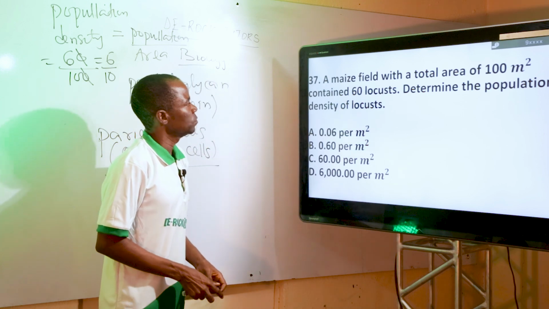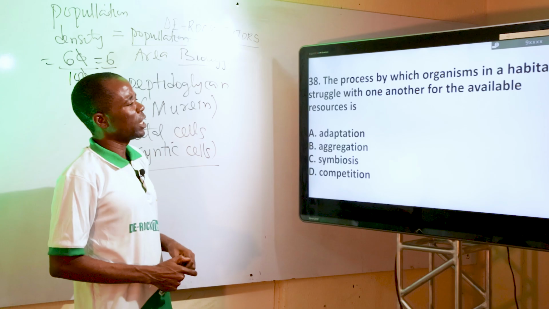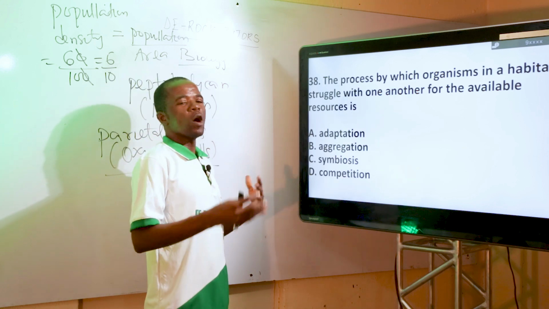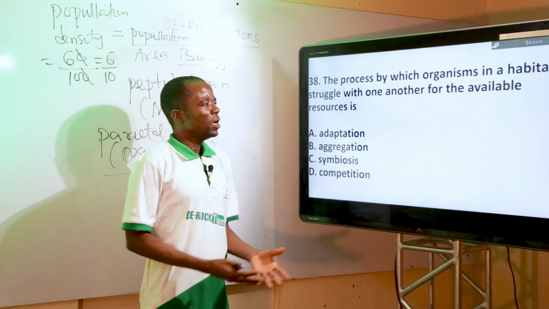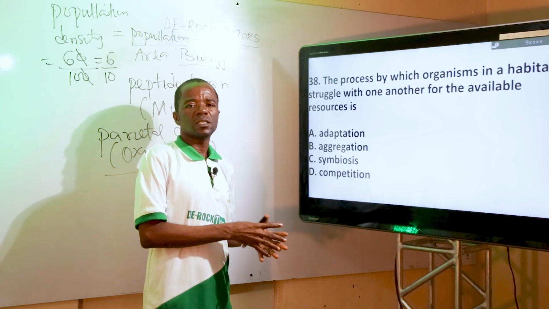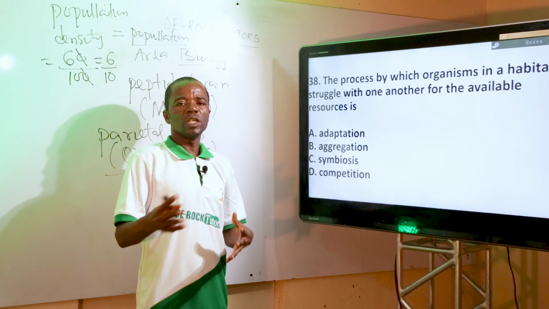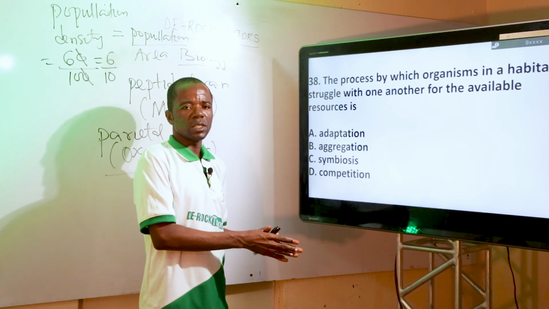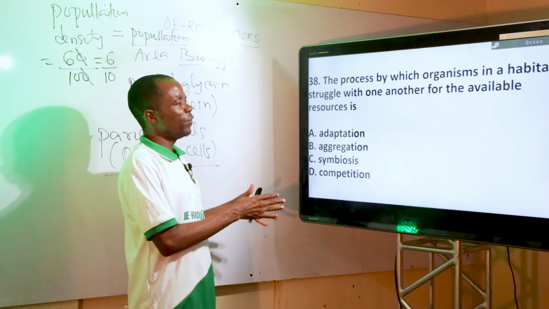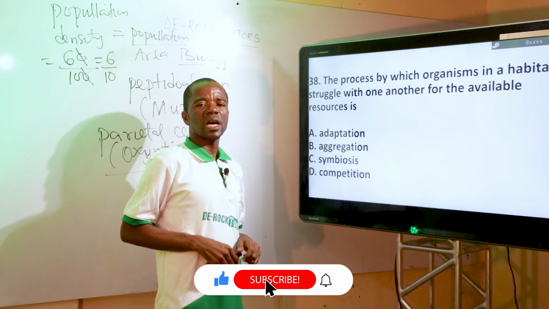Let's go to number 38. The process by which organisms in the habitat struggle with one another for the available resources is called dash. That's competition. Remember that in an ecosystem, in a particular habitat, there is never a sufficient amount of resources for the organisms there. So there is always a constant struggle among the organisms for the limited resources. So that process where organisms in a habitat struggle with one another for the available limited resources, we refer to it as competition. And we have two types of competition.